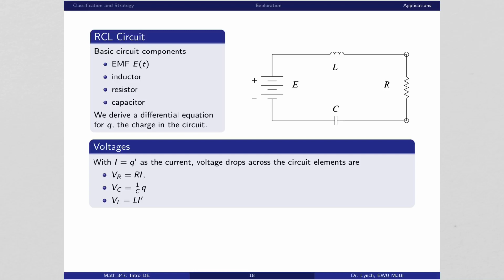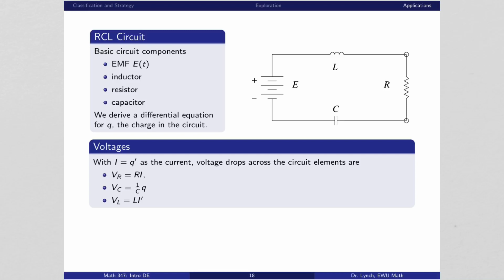The other two are similar assumptions about the voltage drop across a capacitor and the voltage drop across an inductor. So the voltage drop across a capacitor is 1 over C times the charge on the capacitor. And similarly, the voltage drop across an inductor is equal to the inductance L times the change in current, I prime, across that inductor.